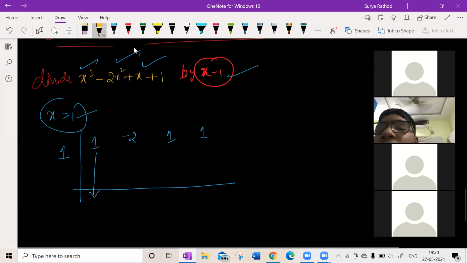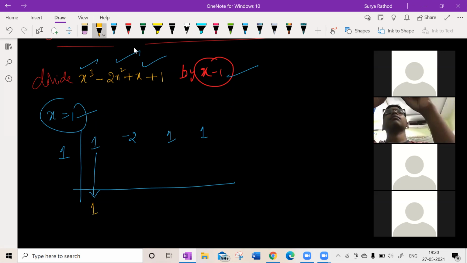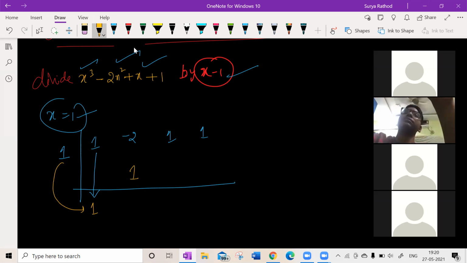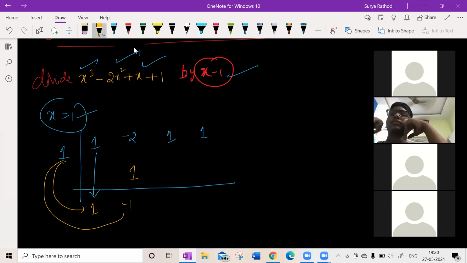I'm telling you a shortcut. This method is called the synthetic method. So let me write this 1 as it is here. If I write 1 as it is, what am I going to get here? 1 into 1, I'm going to get 1 here. So minus 2 plus 1, how much? Minus 1. Again, 1 into this minus 1, minus 1. Getting my point?